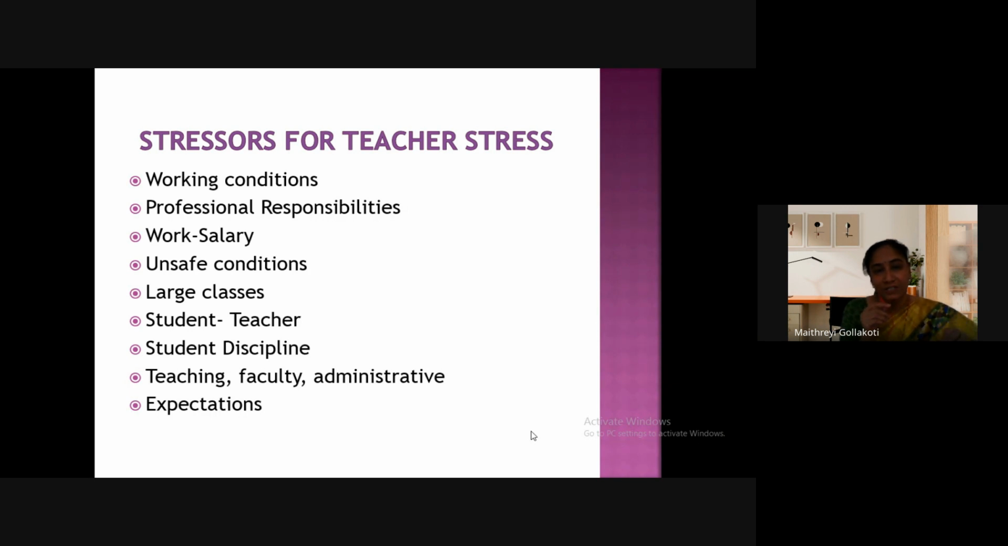The word stressors comes from stress. Stressors means the issues or the causes for stress. Okay? So stressors for teacher stress, what are they? Number one, working conditions.